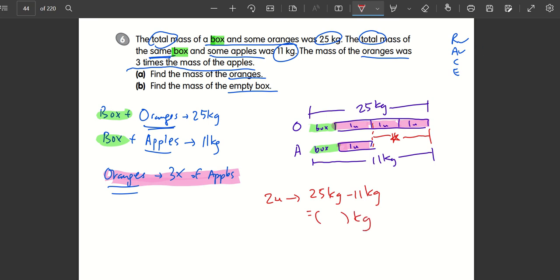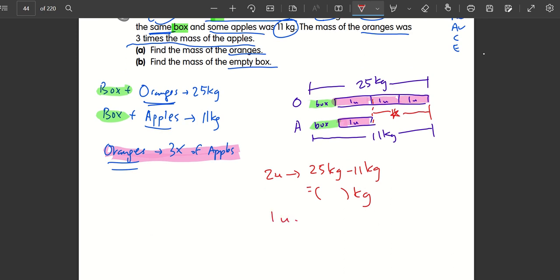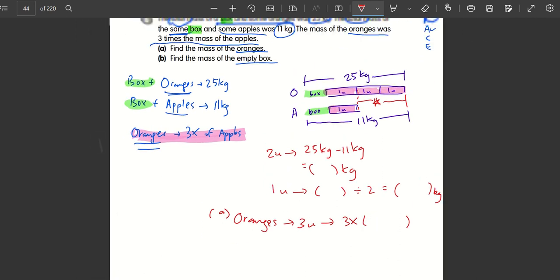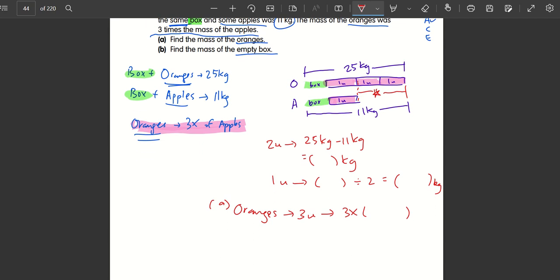And then once you get the 1 unit, you are looking for oranges. So you have this amount and then you divide by 2 and you get a certain kilogram for 1 unit. You're looking for oranges, and oranges is 3 units. So once you reach that 1 unit, you are able to find 3 units. So 3 multiplied by a certain number which you have to find, and then after that you find the empty box.